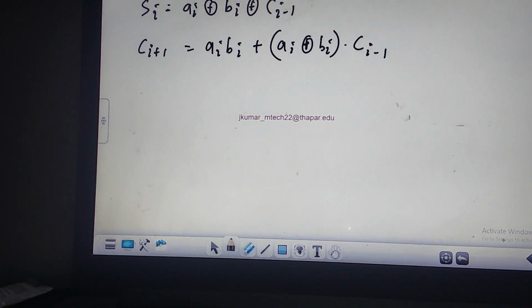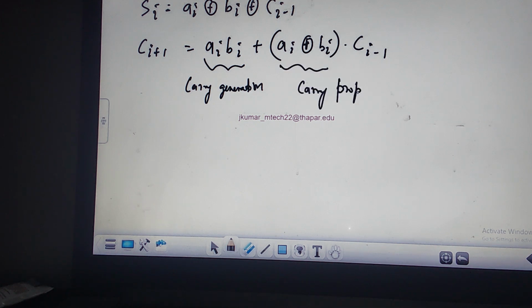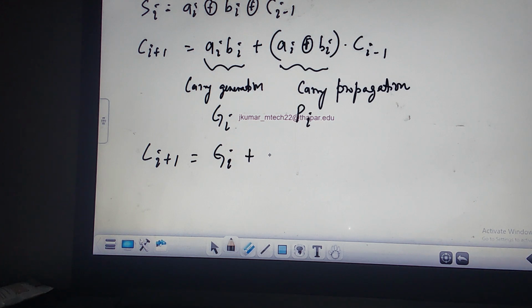Correct. So here, this we call carry generation, and this we call carry propagation. Carry generation I will write as GI, and this carry propagation I am going to write as PI. Did you understand? So this equation I can write as CI plus 1 is equal to GI, where carry generation will happen, plus PI, A XOR B, the carry propagate, into CI minus 1.